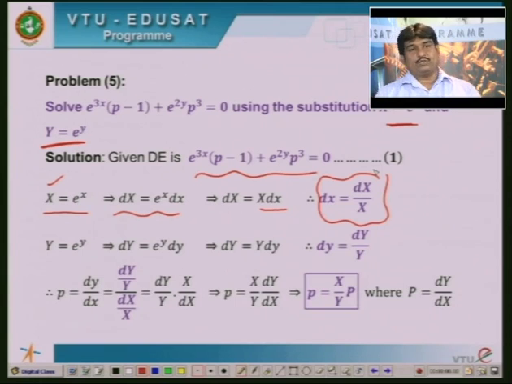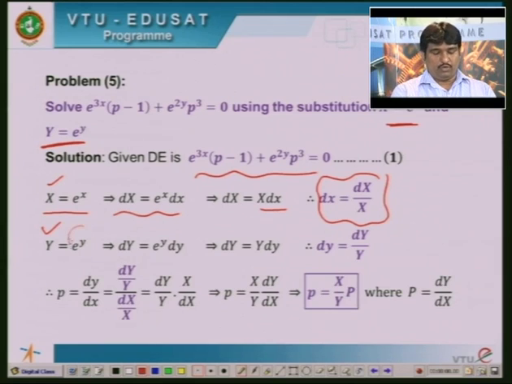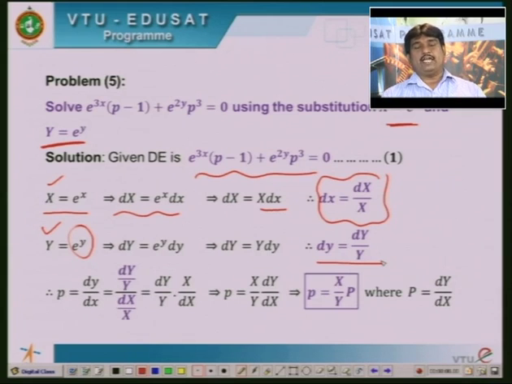Same thing with respect to the dependent variable y. Now the new dependent variable capital Y is e to the power of old dependent variable small y. Differential of this is dY equals e to the power of y into dy, which implies small dy equals d capital Y divided by capital Y.